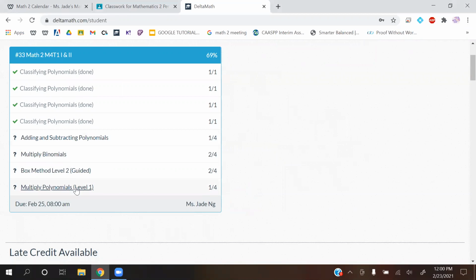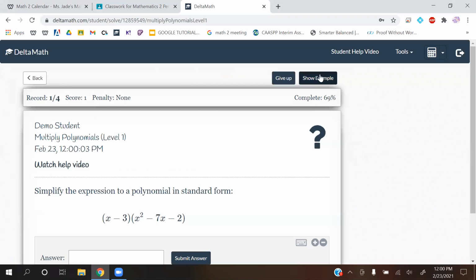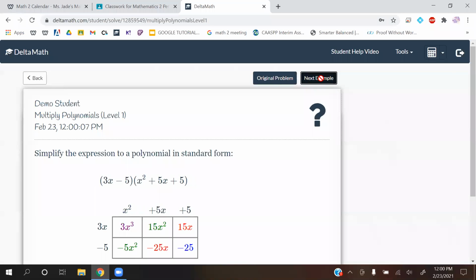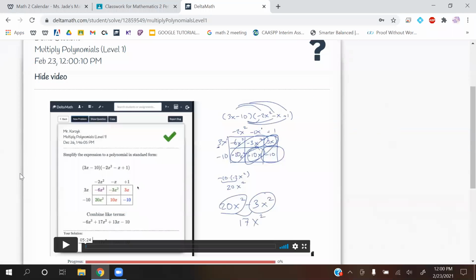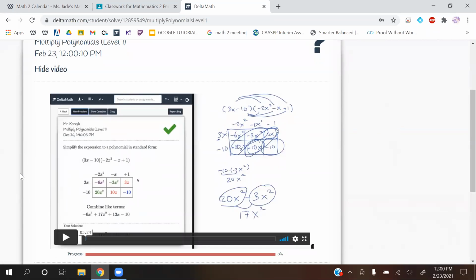I just also want to say that please, if you need more help, you can click show examples over here, if you literally just don't remember how to do it. Or if you don't like that, you can click watch help video and you can watch a video on how to do it as well. Okay, so let me stop my recording.